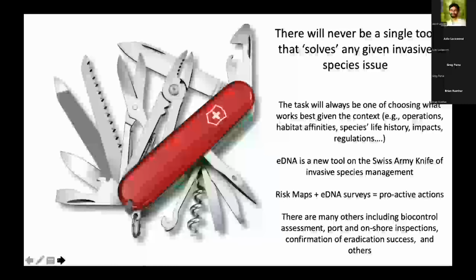And then big picture, of course, there's never a single tool that solves any given invasive species issue. The task will always be one of choosing what works best given the context. So that's true for eDNA as well. There are operational limits, habitat affinities, species life history, and the question of whether it's worth it given the impacts. Certainly there are regulations, and that varies. So as we've expanded out from SLF to other insect species or aquatic invasive species, it's really different. The role of eDNA is different in every one of those, depending on the category.